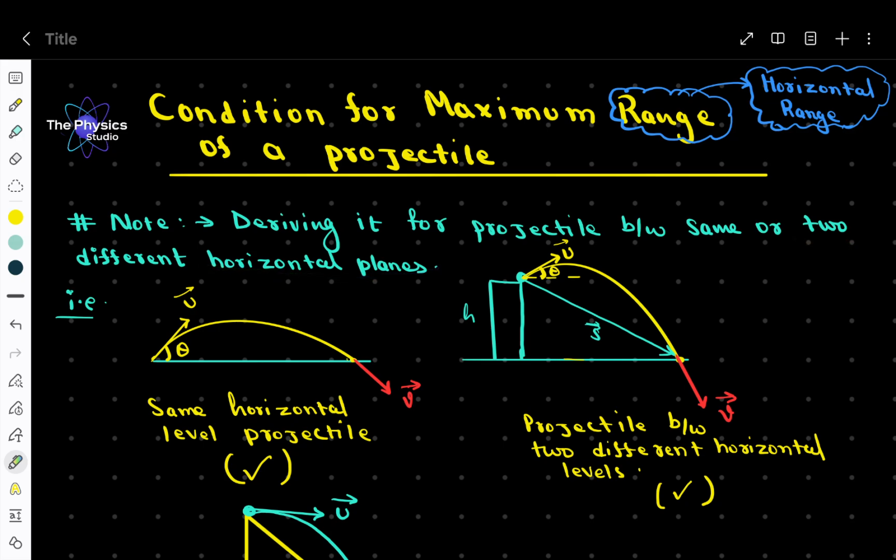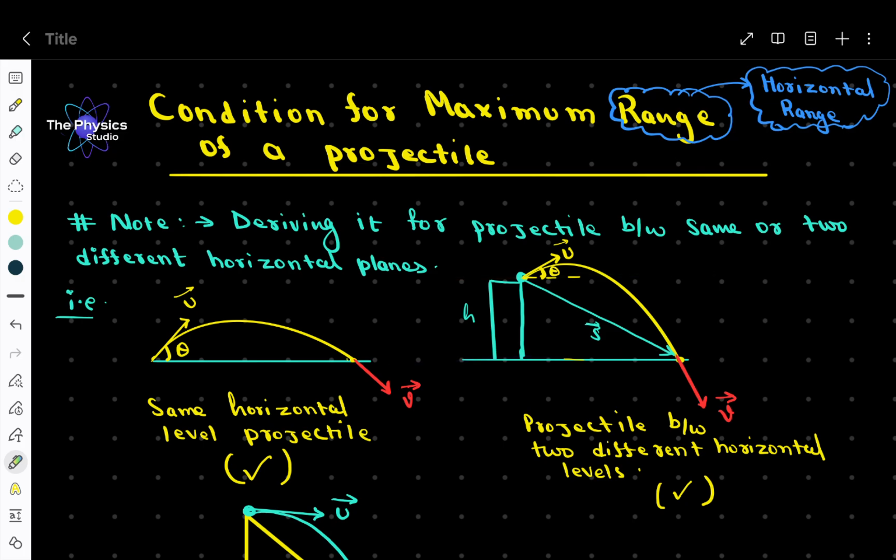For example, if we talk about the ground to ground projectile, we know that the point of projection and the point at which it hits the ground lie on the same horizontal plane. While in the case of a projectile being thrown from a height, the point of projection and the point at which it will be hitting the ground lie on two different horizontal planes, right?